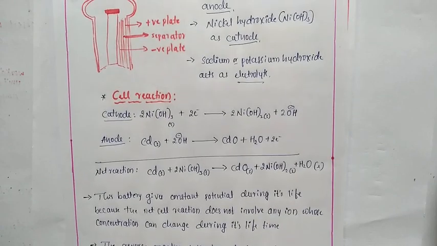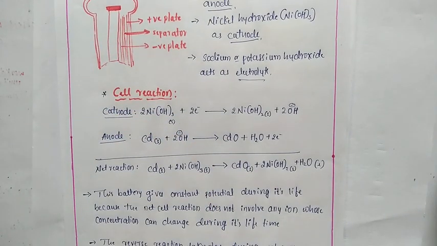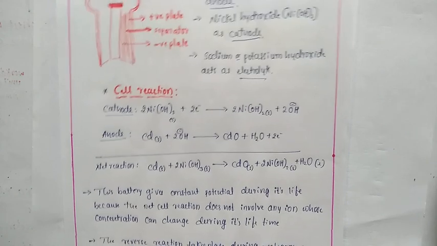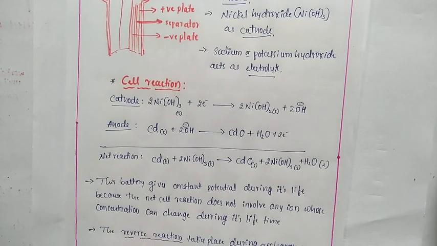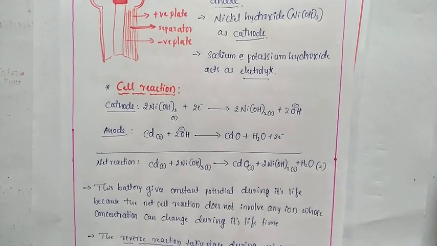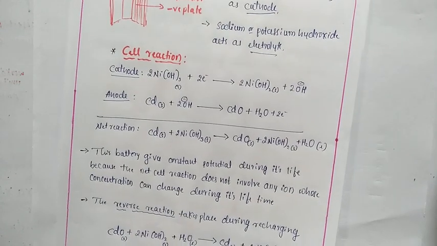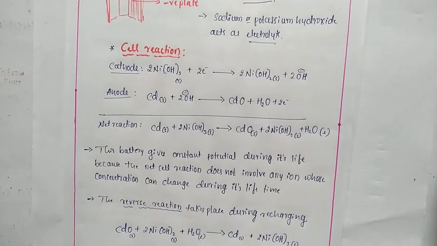Here the positive plate and negative plate are there, meaning one acts as the anode and the other acts as the cathode. It is a type of galvanic cell. In a galvanic cell, the cathode is positive and the anode is negative. It is not electrolysis, it is a galvanic cell.